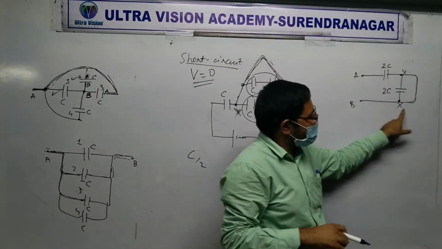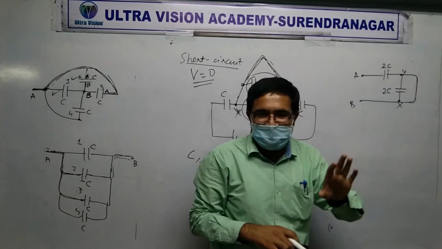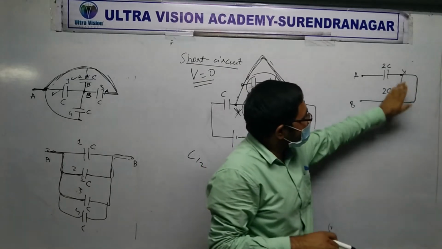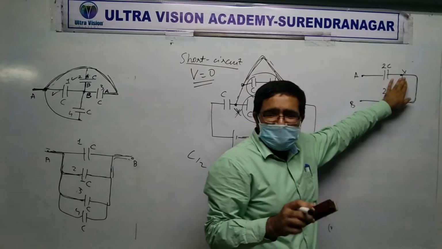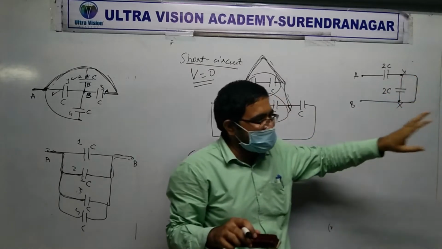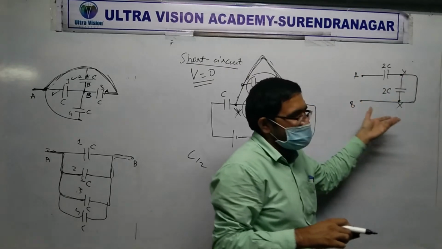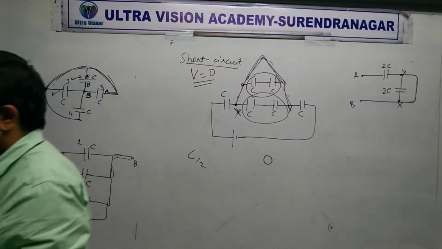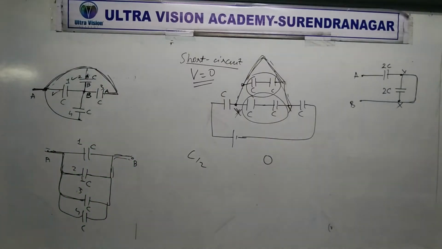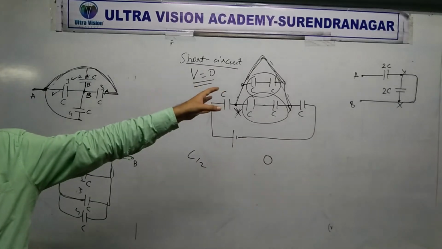This is X, then that's also X. It means this capacitor has zero voltage, or zero potential difference. It means it will be of no use. Even if you remove it, the value of the circuit will remain the same. So the equivalent capacitance between A and B equals the same. The answer will be 2C. Got that? Completely clear what happens in case of short circuits.